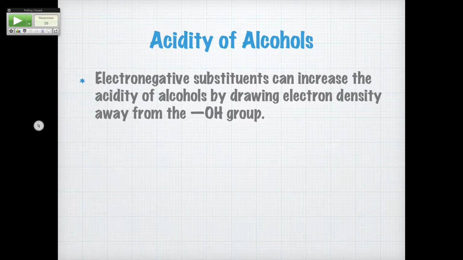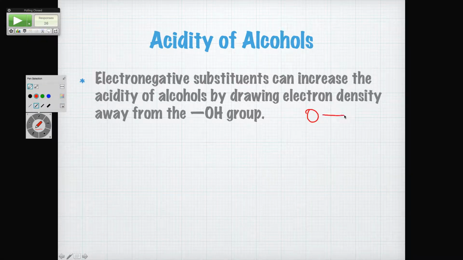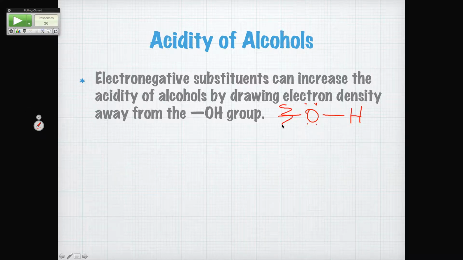Electronegative substituents can increase the acidity of alcohols by drawing electron density away from the OH group. So remember that the bond that is important is this bond right here, and I'll just do that, meaning it's attached to other stuff. If I'm grabbing electron density and pulling it away, for a base to reach in and pull off that proton, it's a whole lot easier because the electron density is being pulled away by something electronegative. Can you name me something on the periodic table that's electronegative? Fluorine. Okay, good.